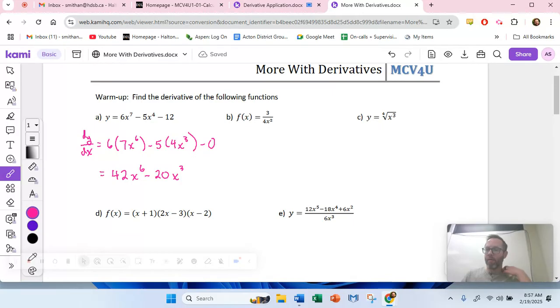42x to the power 6 minus 20x cubed. I couldn't imagine trying to do that one from first principles. That would be really messy. I'll wait another minute to talk about B and C, but the idea we learned yesterday is we have to write those as powers of x in order to use our new rule.